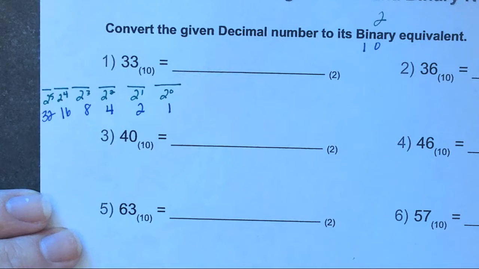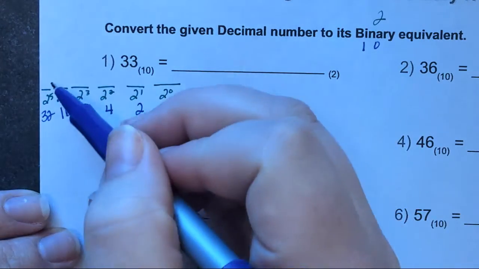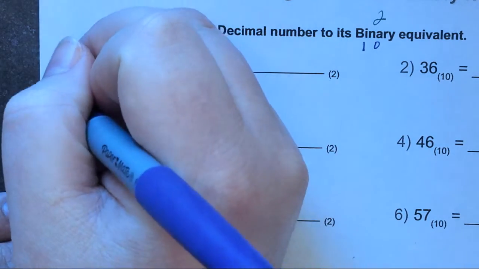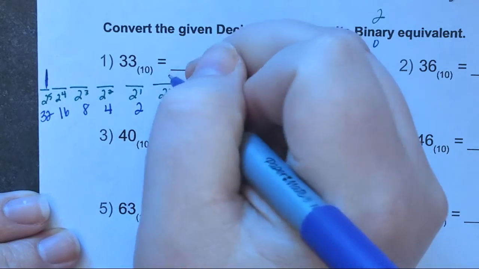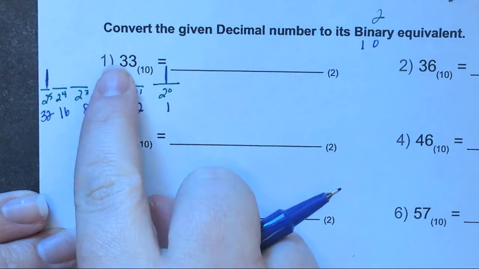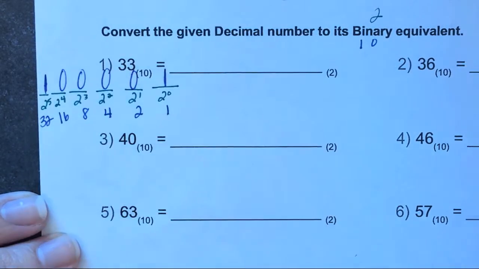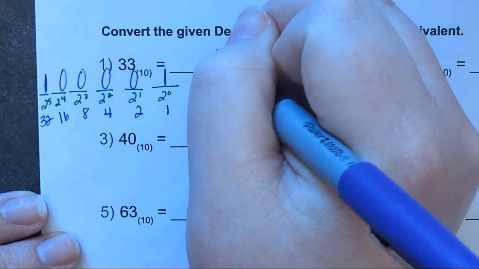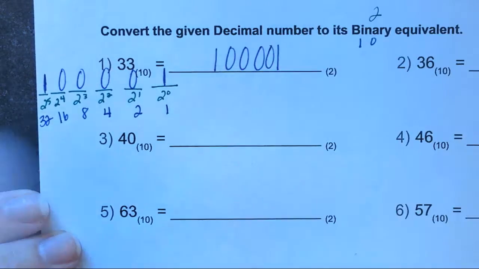Okay, so binary for 33 meaning, yes, I need 2 to the 5th because I need a 32. 32 plus 1 is 33, so I need one of these. Again, 32 plus 1, 33. That's how I'm getting the 33. I don't need any of these. So literally my answer is 1, 4 zeros, and a 1.